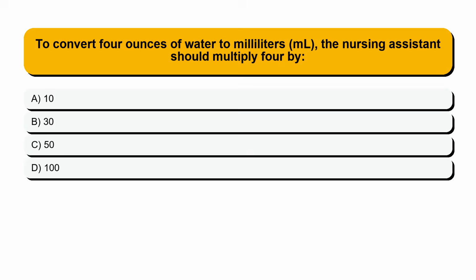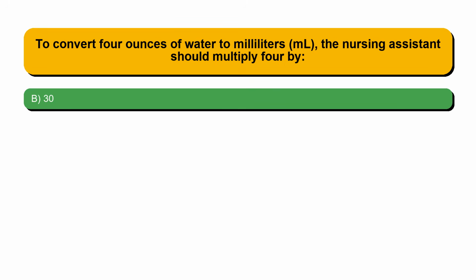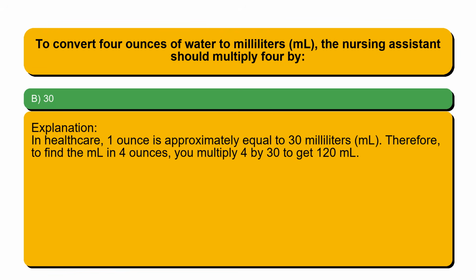Question 16. To convert 4 ounces of water to milliliters, ml, the nursing assistant should multiply 4 by option A, 10, option B, 30, option C, 50, option D, 100. The correct answer is option B, 30. In healthcare, 1 ounce is approximately equal to 30 milliliters. Therefore, to find the ml in 4 ounces, you multiply 4 by 30 to get 120 ml.